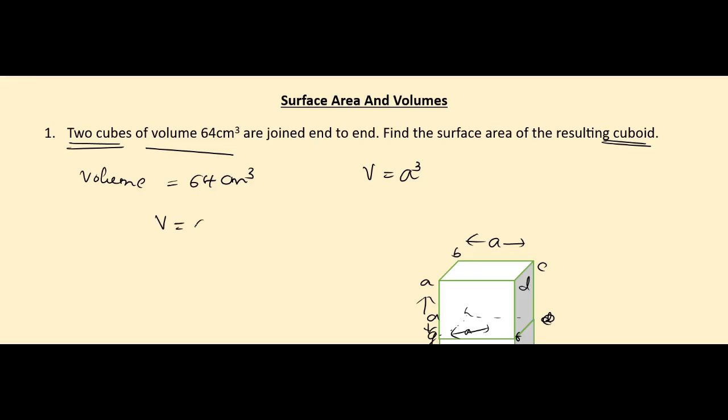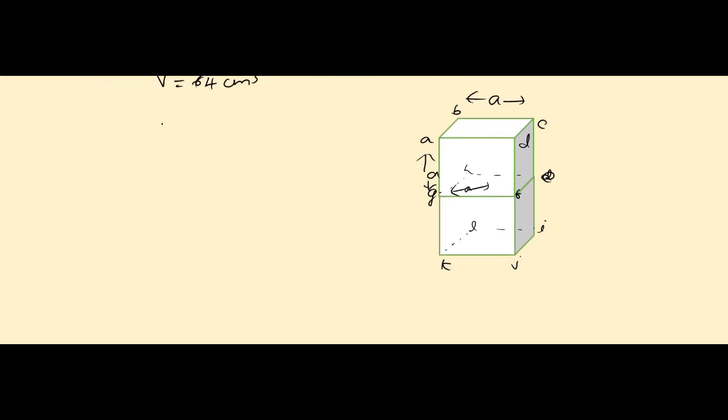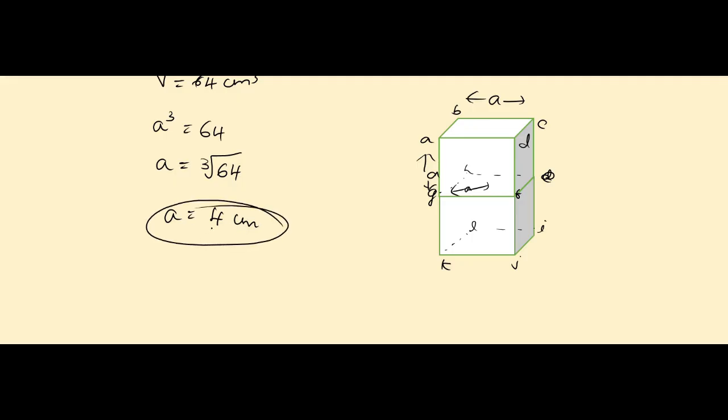So they have given the volume V is equal to 64 centimeter cube. It means a cube is equal to 64 centimeter cube. Then a is equal to cube root of 64, that is cube root of 4 cube. 4 cube is nothing but 64, correct? So one side will be 4 centimeter. a is equal to the side of the cube, that is 4 centimeter.